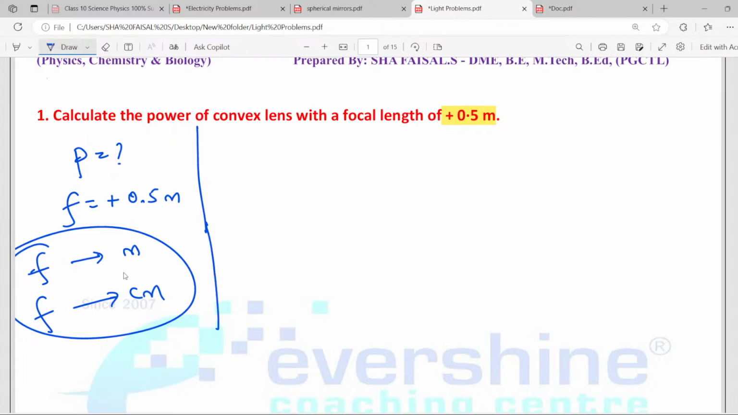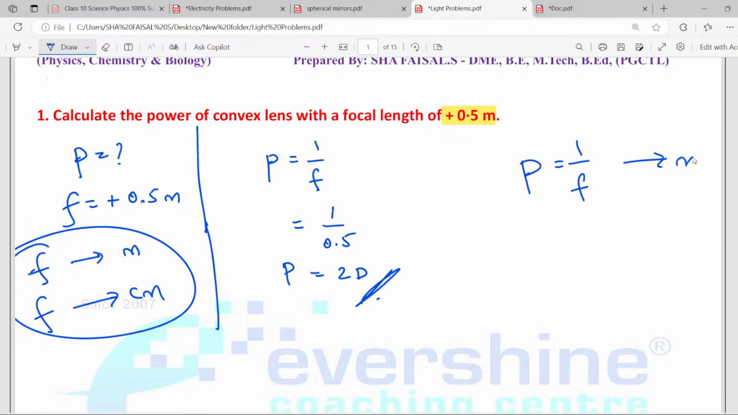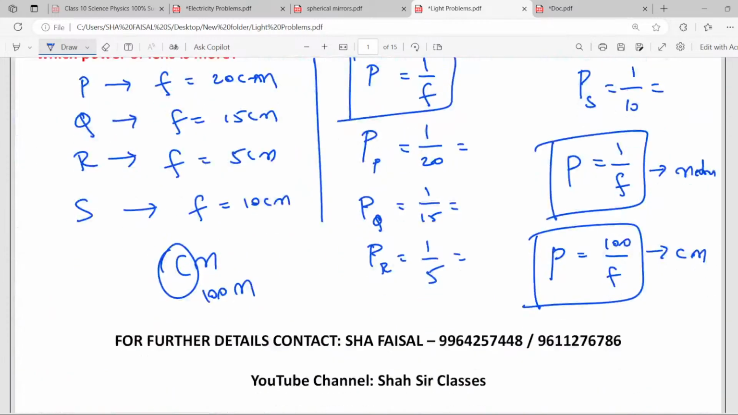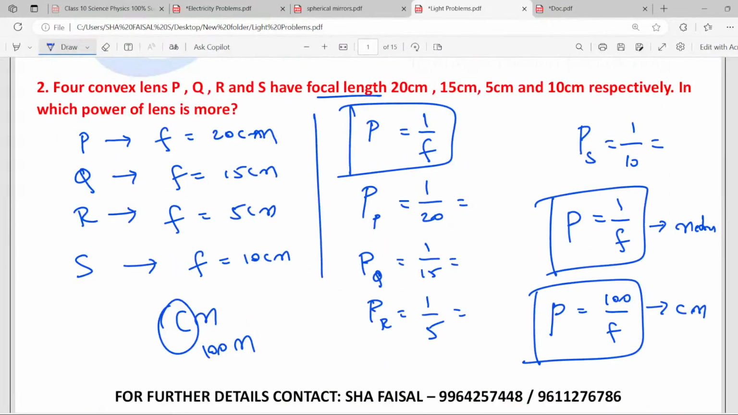That's what I'm telling. Focal length can be given in meters and centimeters also, right? So P is equal to 1 by F we are supposed to write. So 1 by 0.5, that is plus 2 diopter. So this was the right answer. So power is 2 diopter, not 200. Again I am repeating, if focal length is given in meters, use 1 by F. If it is given in centimeters, then use 100 by F. Simple. Now, coming back to this problem.